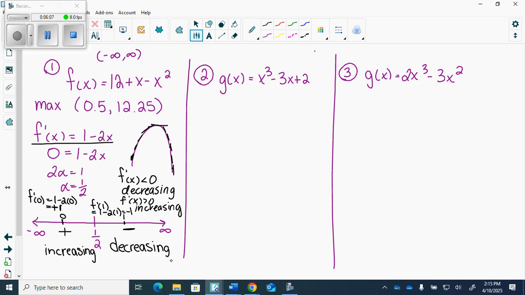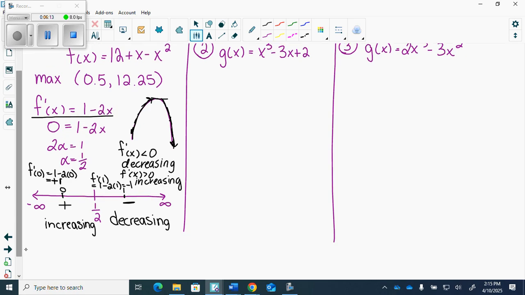Now the graph, what did it do on the left side of 1/2? It increased. And what did it do on this side? Decreased. Now the first derivative test tells us that if it increases to decreases, what are you going to get? A max or a min? If you increase to decrease, max. And if you decrease to increase, you're going to get a min.